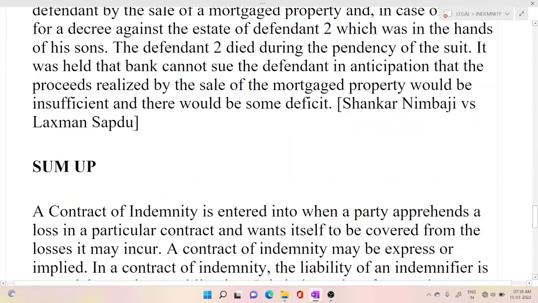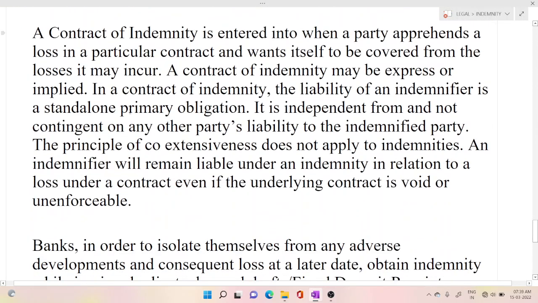Okay, so let's sum up the contract of indemnity. A contract of indemnity is entered into when a party apprehends a loss in a particular contract and wants itself to be covered from the losses it may incur. Okay, a contract of indemnity may be express or implied. We had already discussed this. Express or implied. In a contract of indemnity, the liability of an indemnifier is a standalone primary obligation.